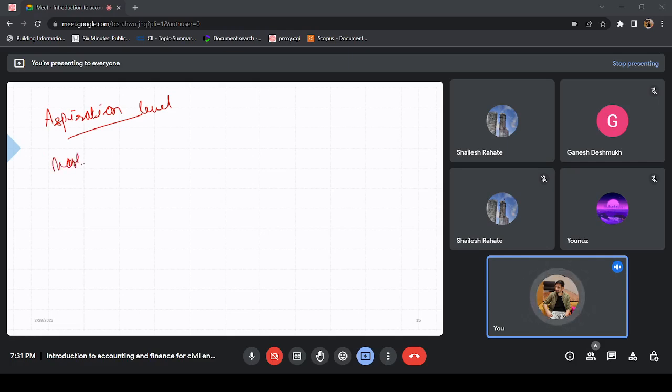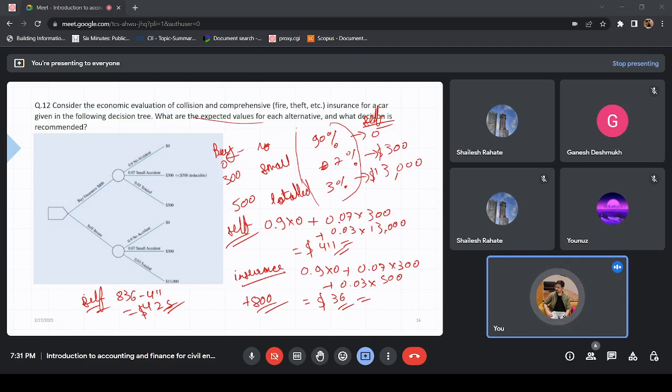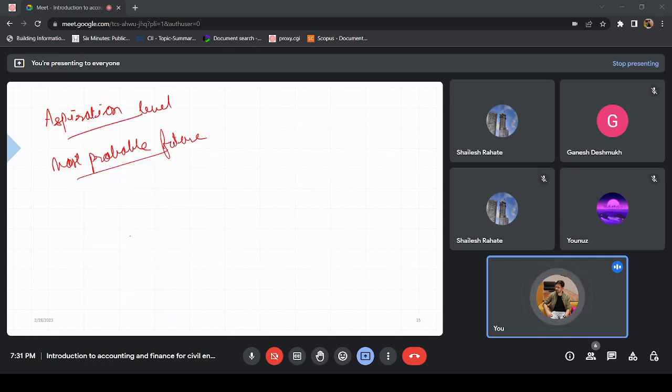Now, most probable future. So in this case, what you compare is that if you have been given some probabilities, like in this case, if you buy insurance, even then the most probable future is 0.9, right? 90% chance of no accident happening. So that is costing you $800. And even if you go by self insurance, 90% chance of no accident happening. So that is costing you zero. So which is better? By most probable future also, you will go by self insurance.